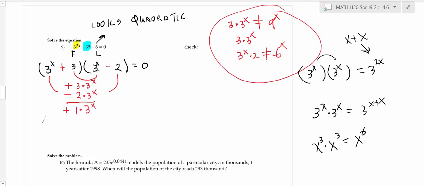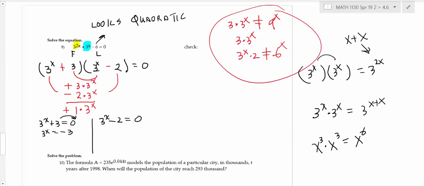So I'm just going to kind of do this down here. I've got 3 to the x plus 3 equals 0. We're going to try to solve that equation. And then we have 3 to the x minus 2 equals 0, and we'll try to solve that equation. All right. Okay, so what I'm going to do on this one is I'm going to subtract 3 from both sides. I would get 3 to the x equals negative 3.